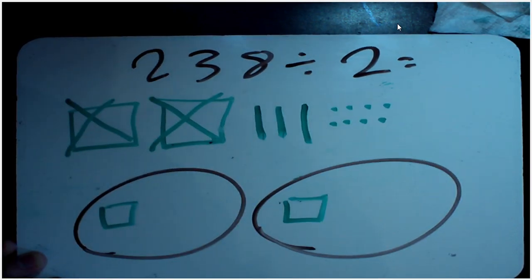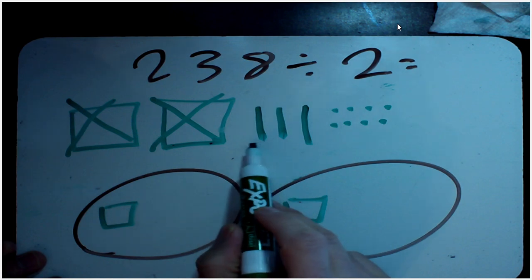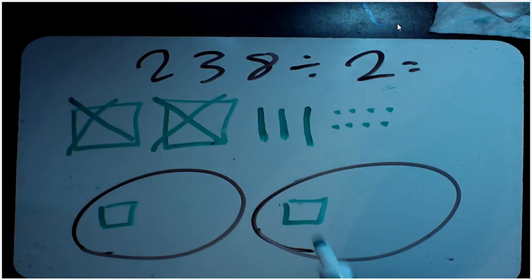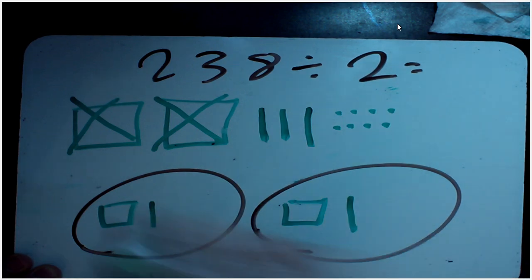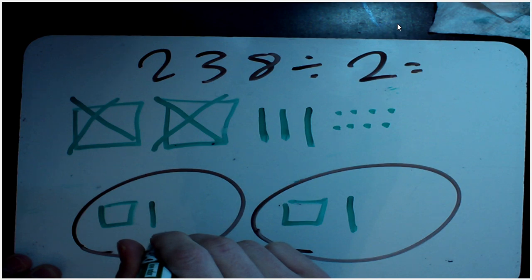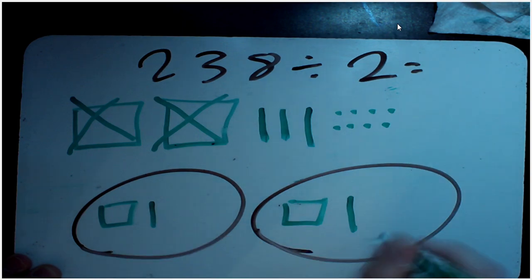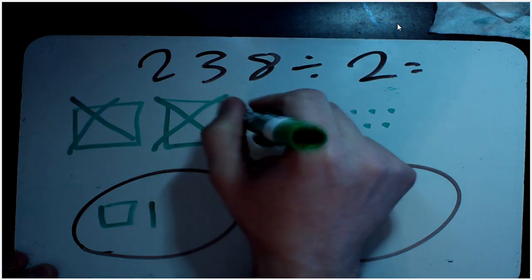Now let's look at my tens. Well, I have 3 tens or 30. If I put 1 here, that's 10, that's 20. I can't put another one in group 1 because I don't have an equal amount to split into group 2. So we've used 2 of the 10s. So I'm going to cross those out.